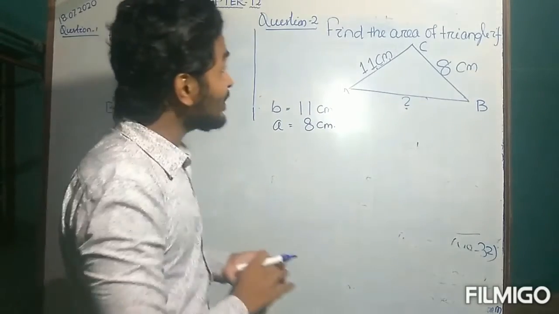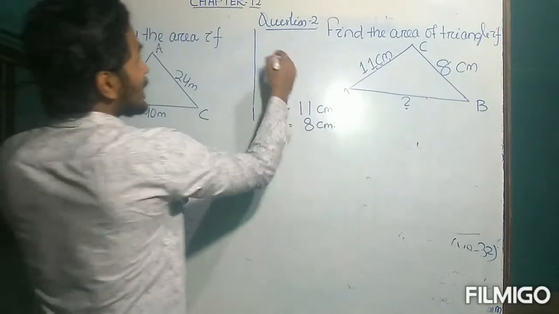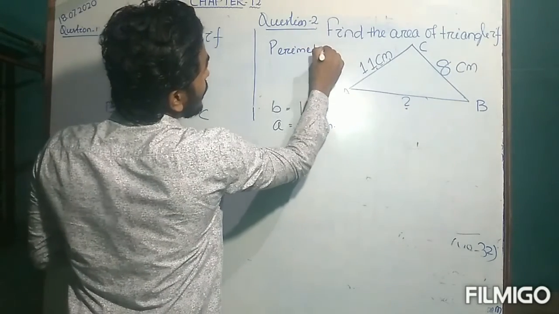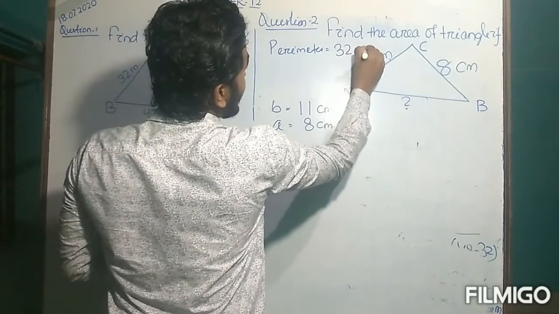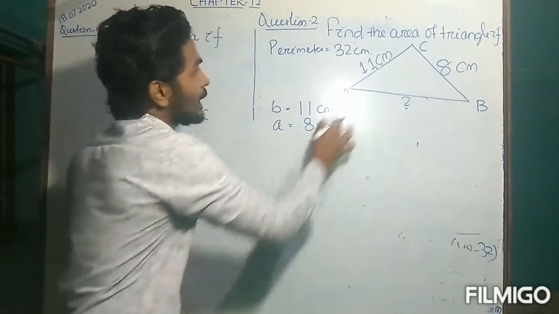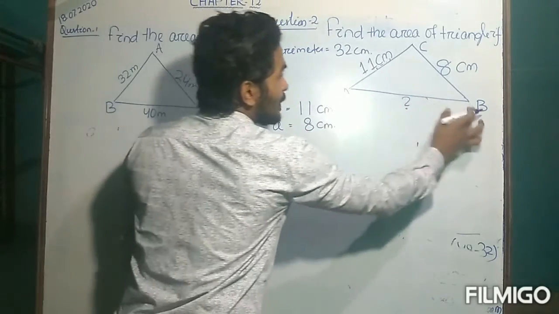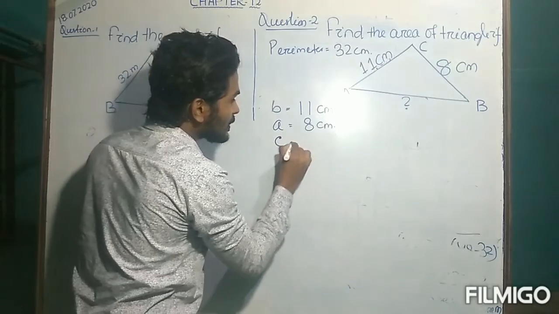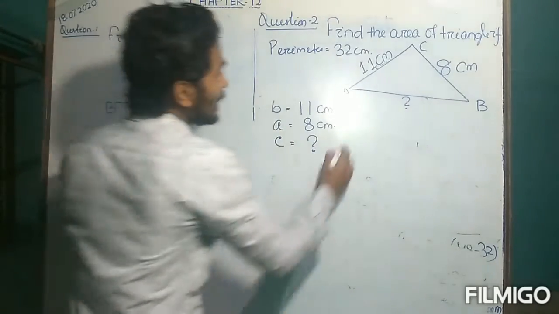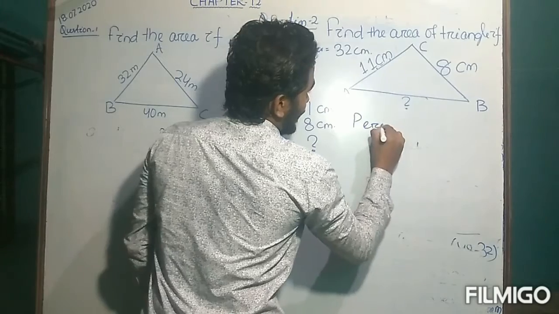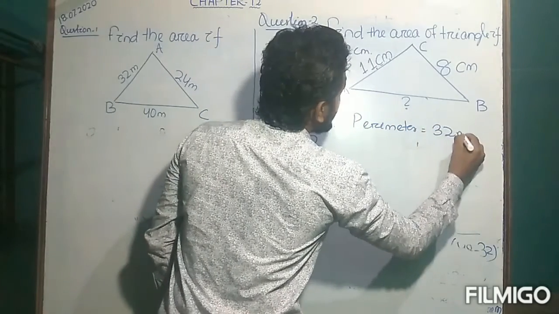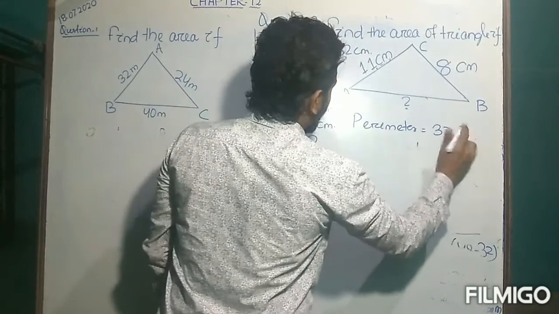Okay. And what is not given? One more thing is left here: the perimeter is 32 centimeter. So one thing is not given here: AB. AB means small c. Small c is not given here. And one more thing is given, the perimeter is already given here. Perimeter, that is 32. This is in centimeters.